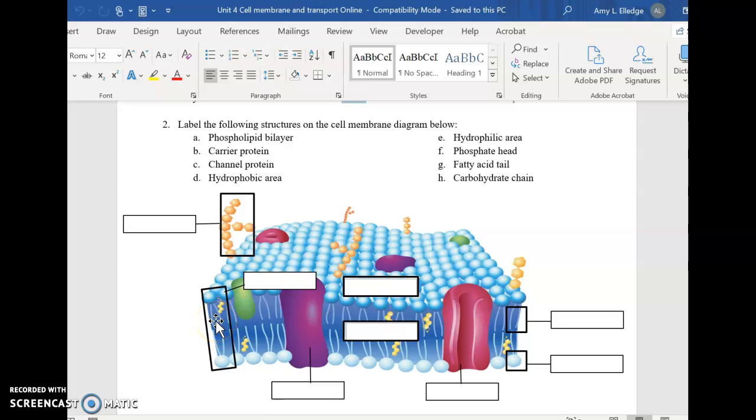A carrier protein changes shape to bring things across, so this should be the carrier protein right here. All right, and then channel proteins have an opening through them like a straw, an open channel. So that is this one right there.